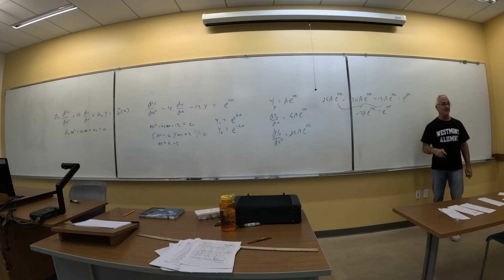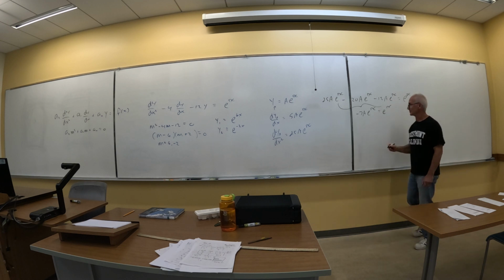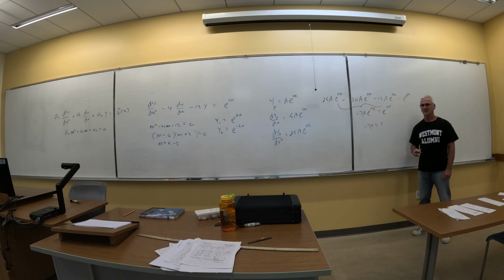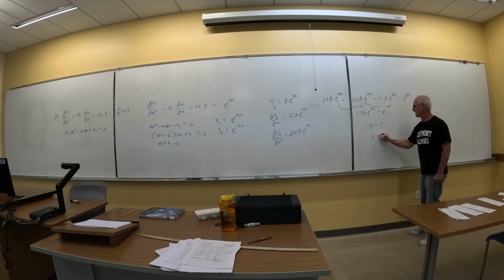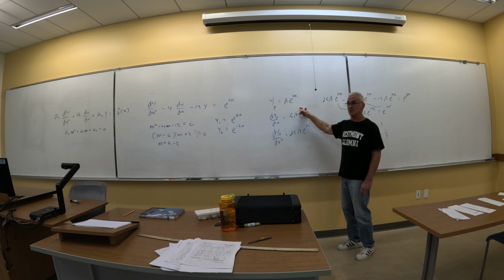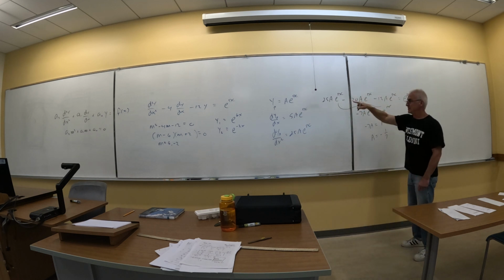So negative 7 e to the 5x equals e to the 5x. Little drum roll, please. So that means that negative 7a must equal 1. Yes. 1/7. Oh. So I'm just equating coefficients. So therefore, a is negative 1/7. We have just discovered our particular solution. It's exactly this times that.